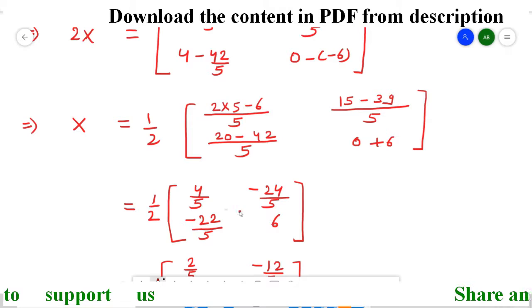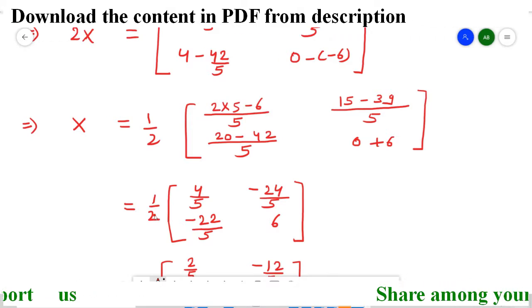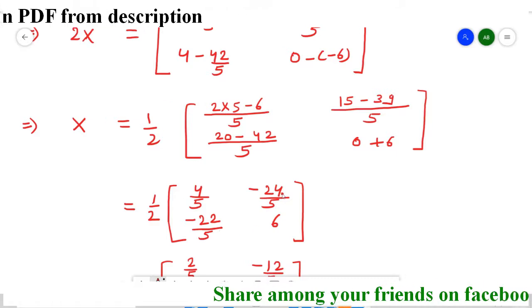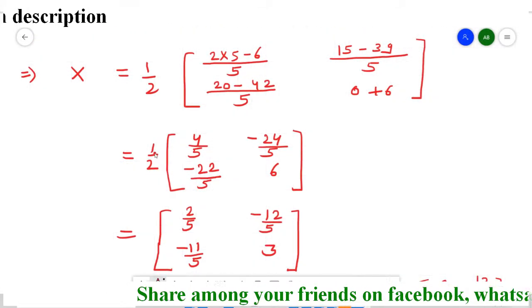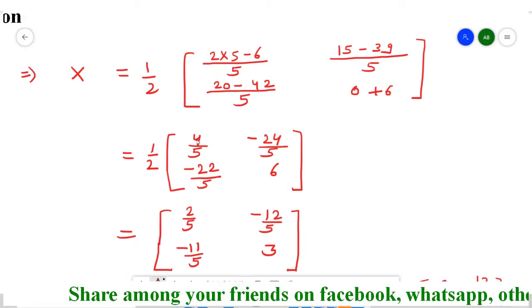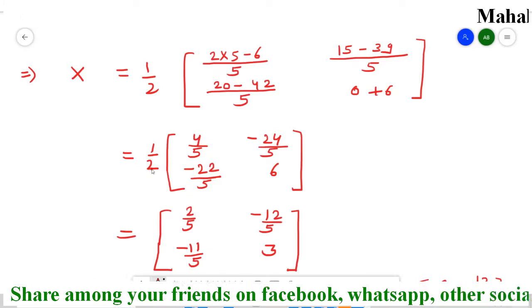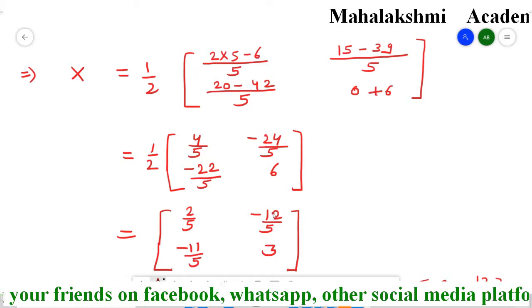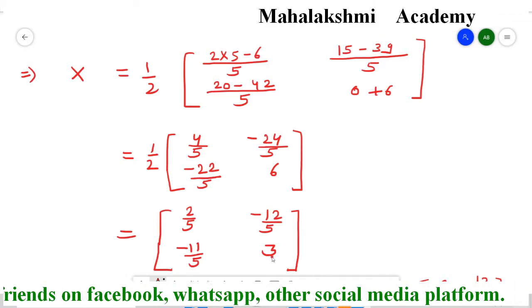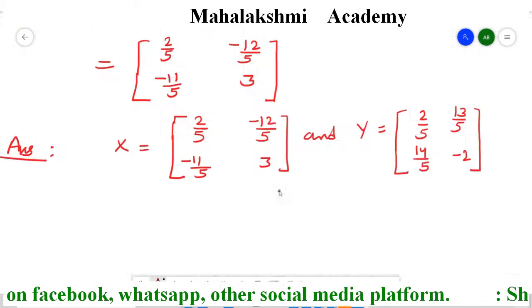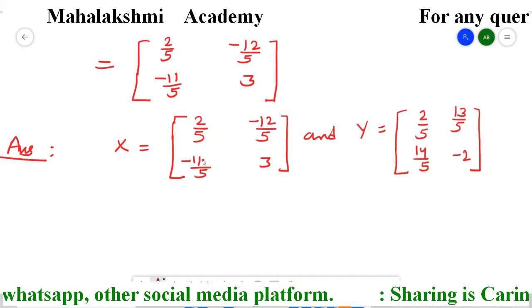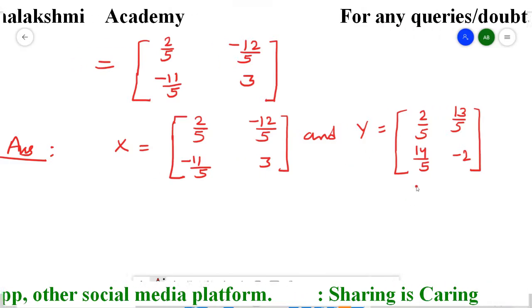Like this I took the LCM, it is very clear to you, and after LCM and all subtraction we obtain this answer. And this 1 upon 2 is in multiplication, so it will multiply by all. So when this 1 upon 2 comes here, 2 and 4 will cancel, you will get 2 here. This 1 upon 2 when it comes here, 2 and 24 will cancel, you will get 12. Like this everywhere it will get cancelled and you will get this answer. And like this we obtain the X matrix and the Y matrix also.